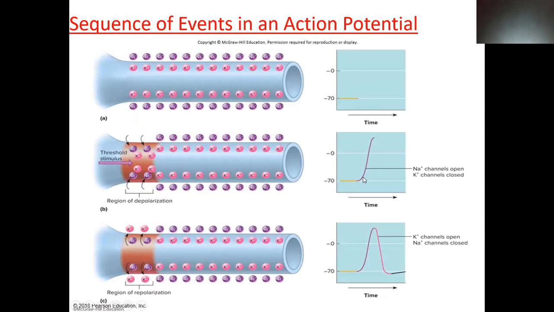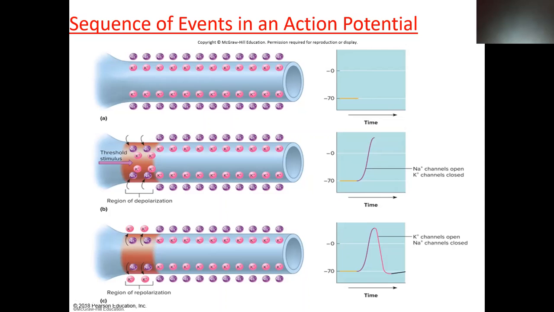Whenever we look at the graph, what you're seeing here in this area of depolarization is sodium channels that are open, thereby allowing the sodium to come into the cell, while potassium channels are closed. So very important, put a little star next to that so you remember during depolarization time, the sodium gates have to be open, potassium closed.